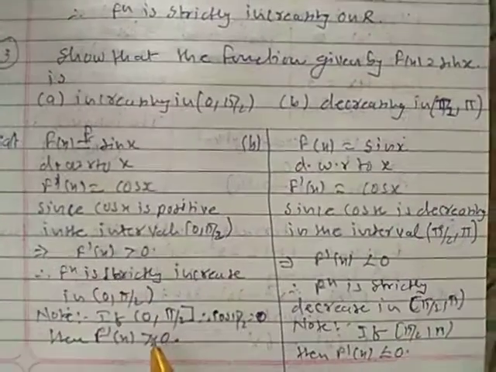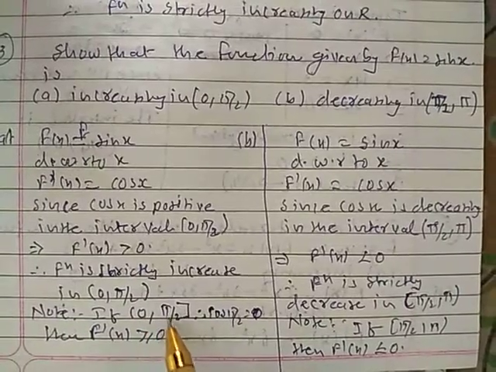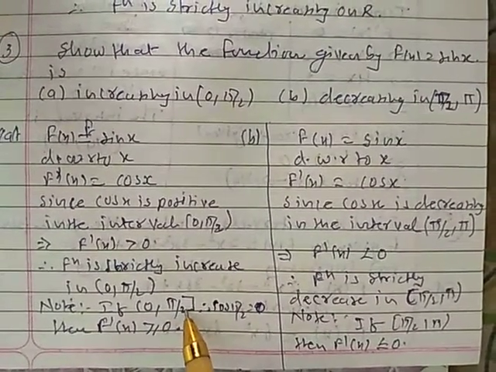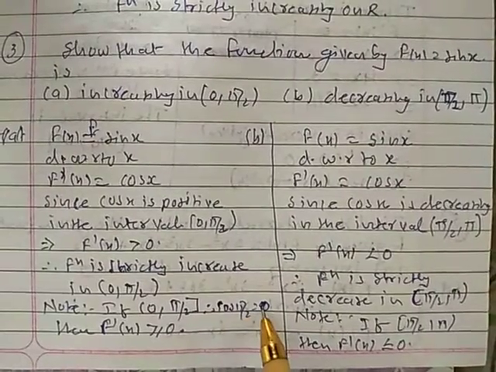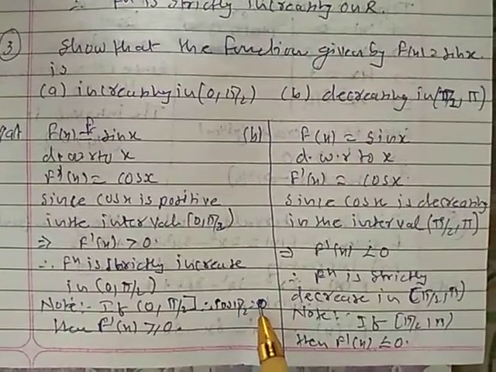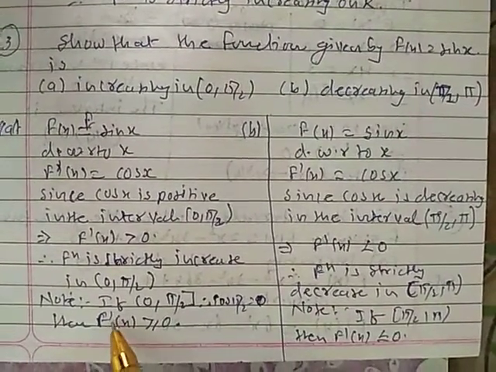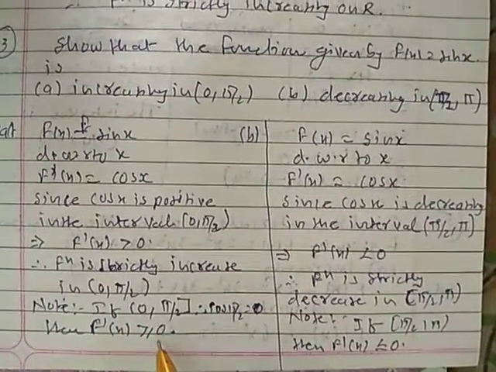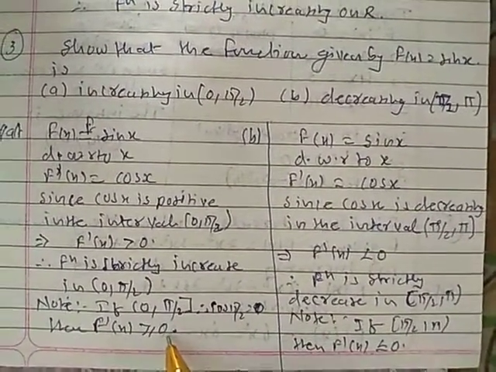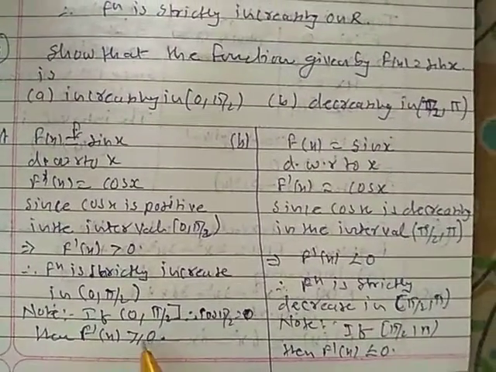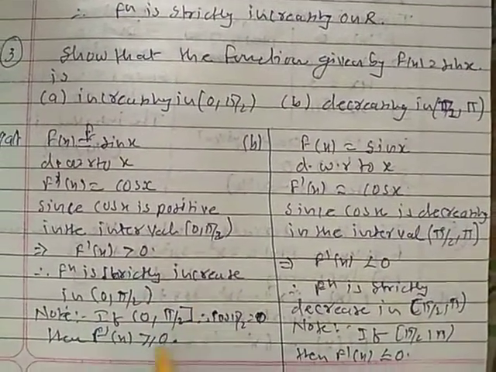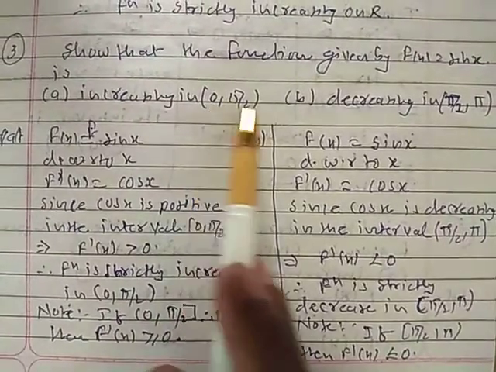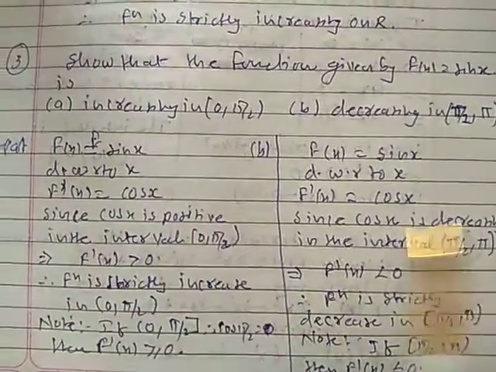Suppose you take the closed interval 0 to pi by 2. Then cos(pi by 2), cos 90, is 0. So in that case f'(x) will be greater than or equal to 0. It will be an increasing function, but not strictly increasing, if it is a closed interval. But here it is given as an open interval.